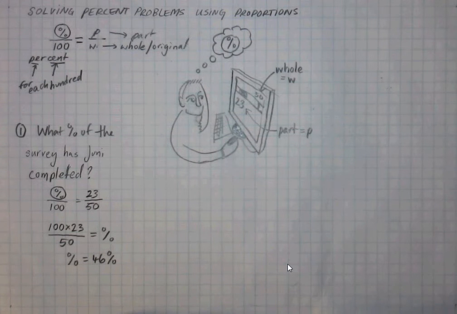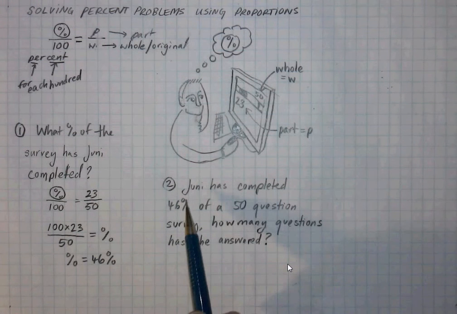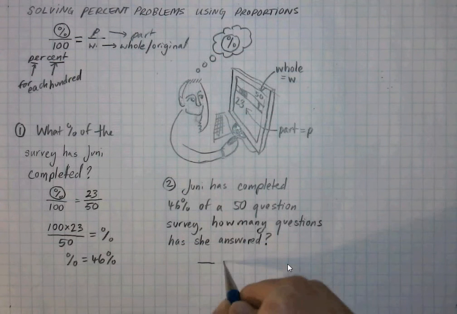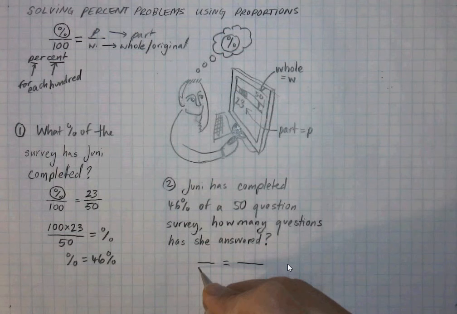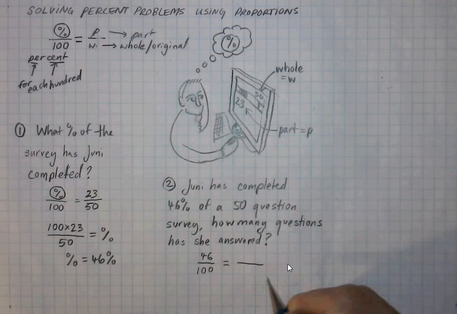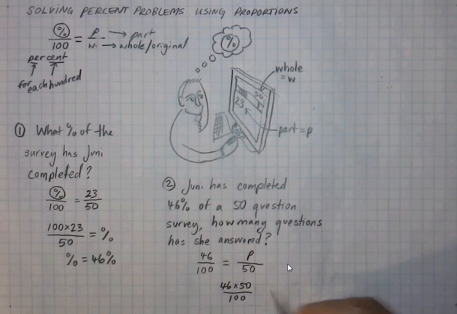The next question is a little less commonly asked, but is, Junie has completed 46% of a 50-question survey. How many questions has she answered? In this problem, we have the percent. It's 46 out of 100. We have the whole amount of questions, but we're missing the part. To solve for the part, we're going to do 46 times 50 and divide by 100, and that will get us 23. She's answered 23 questions.